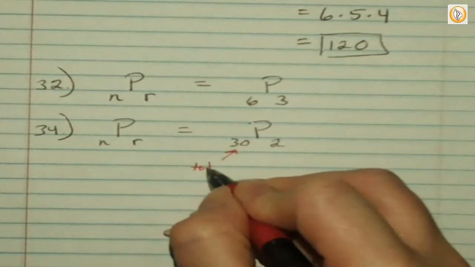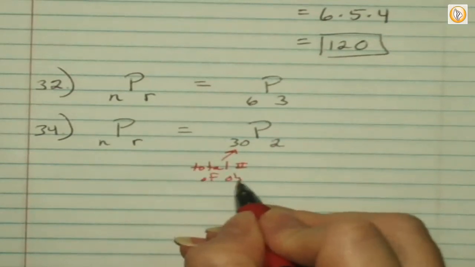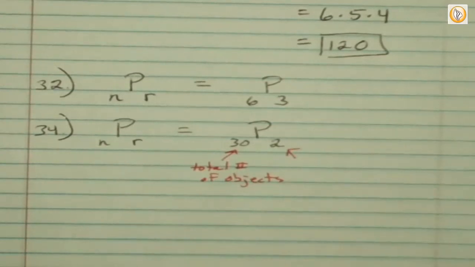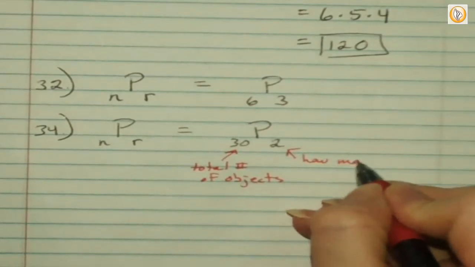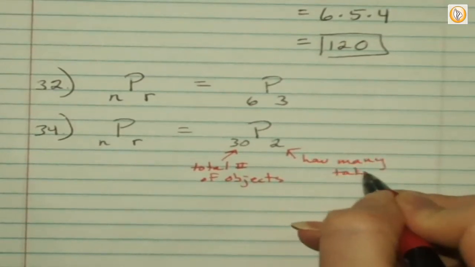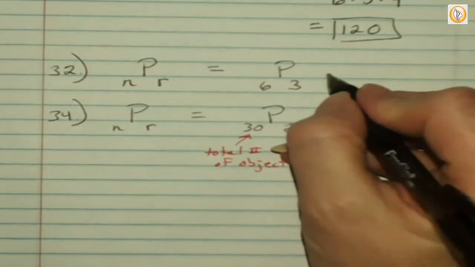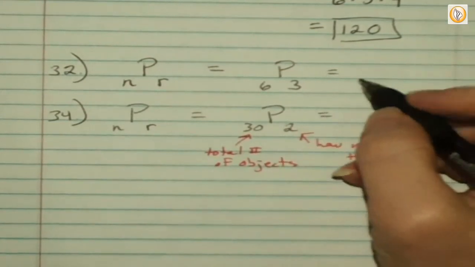So your total number of objects, and the 2, what do we say over here, is how many taken. And so that would be 30 times 29. And all they want you to do, it says find the number. Oh, that's right, we didn't do that. Sorry about that. We have to come up with the actual answer.